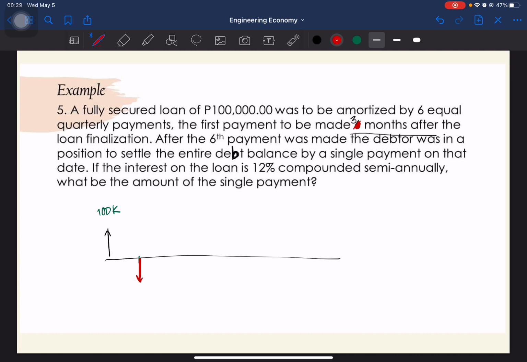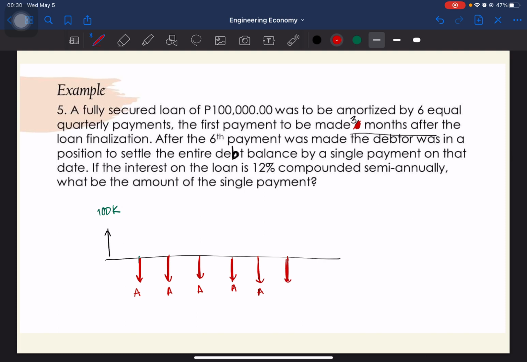Wait. I think there is some missing data here. Kasi, this is A. This is also A. Also A. Sabi for 6 quarters, di ba?